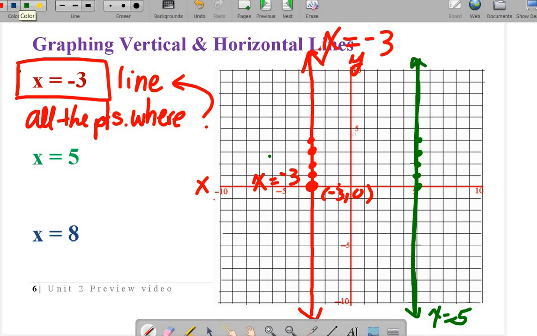X equals 8, you go to 8. That is 8 here. That's 8, 0, 8, 1, 8, 2, 8, 3, 8, 4, 8, 5. And that is x equals 8.